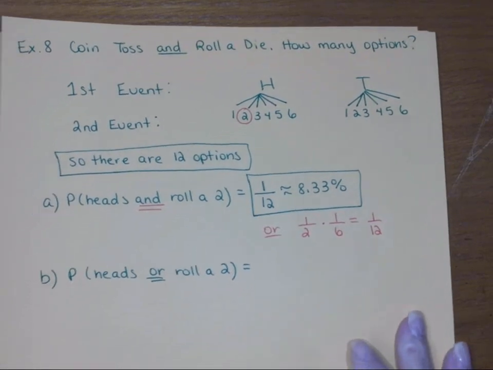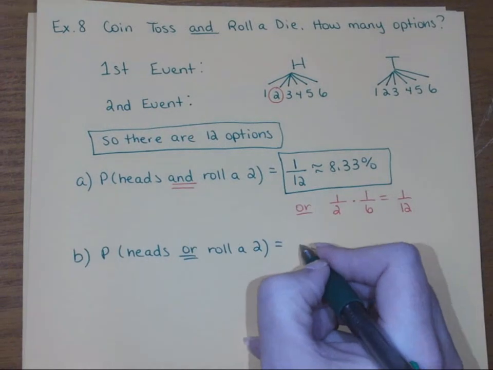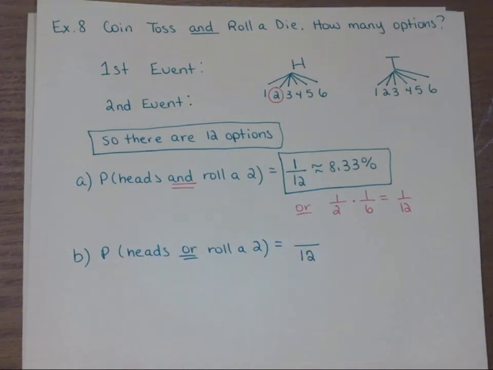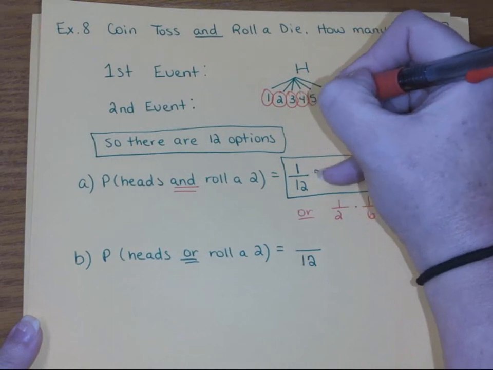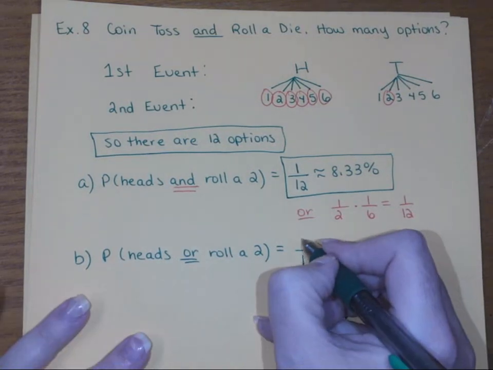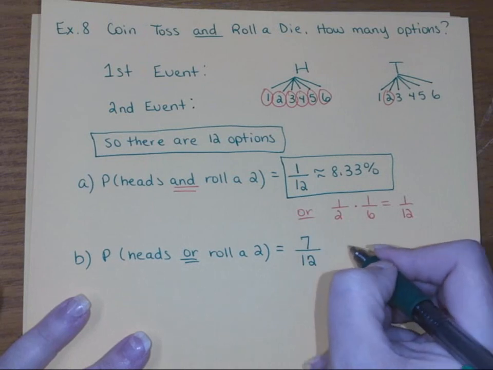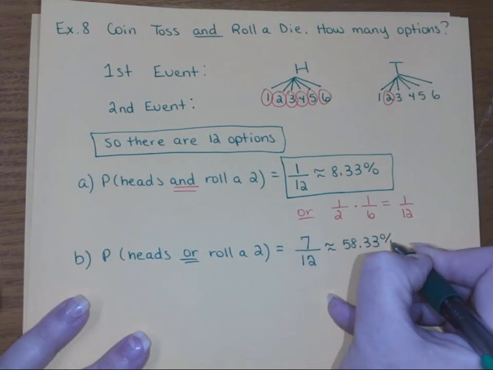Okay, and this will be the last one we do today. All right, so on the one hand, let's look at it some different ways. We have 12 choices, right? Now notice, this time we want heads or we roll a 2. So let's circle the ones that would qualify, right? Any of these qualify, notice, because we have heads, right? But also that qualifies. So notice if we were to add them, we would get 7 out of 12. Okay, and that works out to be 58.33%.